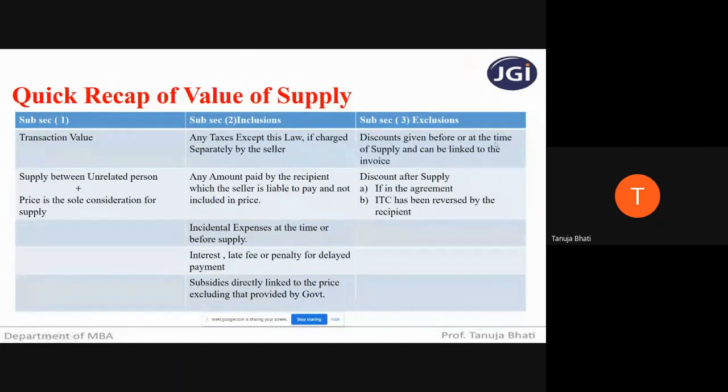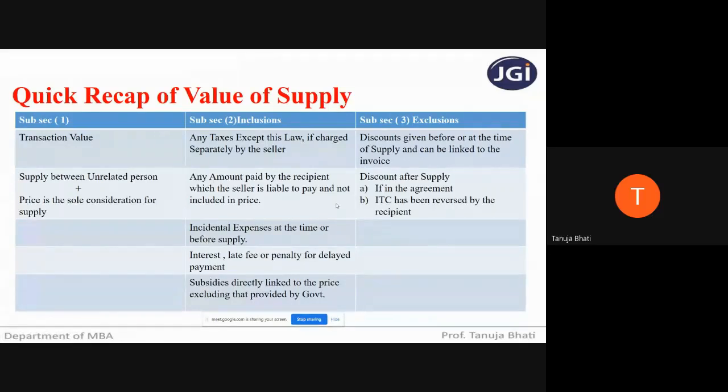Discounts which are given before or at the time of supply and can be linked to the invoice have to be deducted. Discounts given after supply also have to be excluded, provided it is in the agreement and ITC has been reversed by the recipient in respect of such discount. So this in short is value of supply, where you just need to know subsection 2 and subsection 3. Based on this, you can solve any kind of problem.